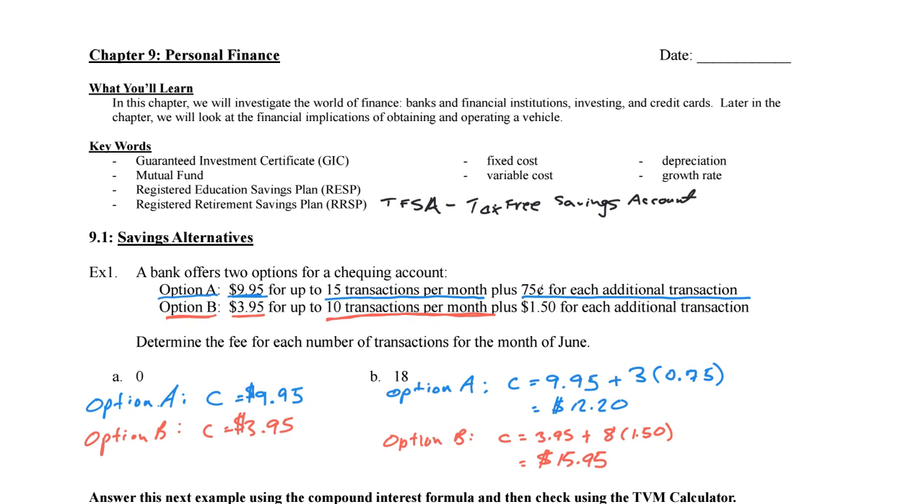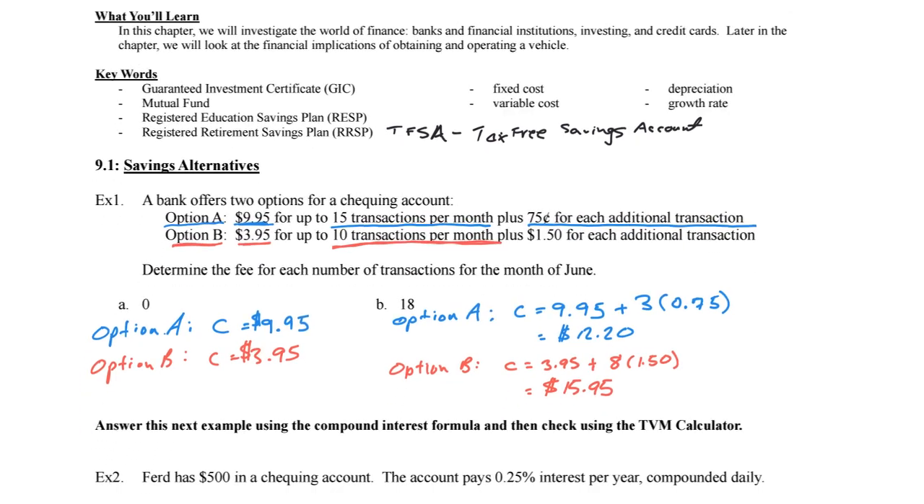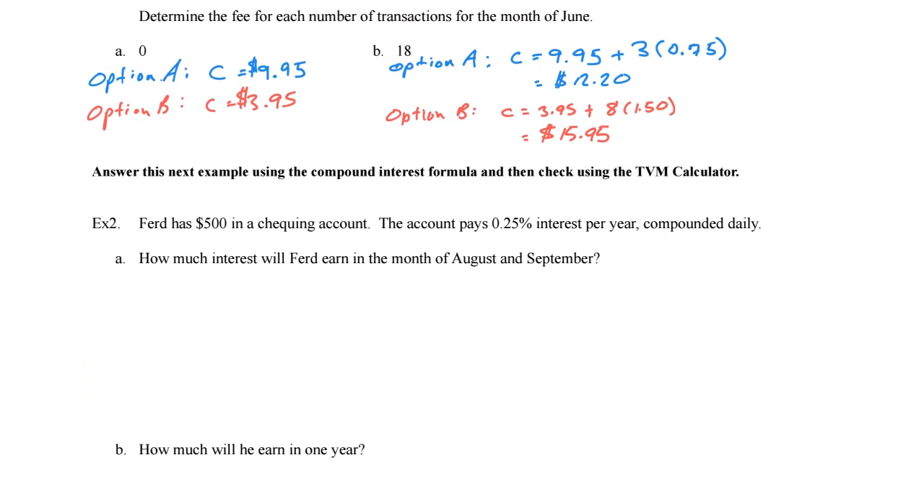Now, in order to be able to do the next problem, we're going to have to take a little bit of time and learn about a thing called a TVM calculator. And we will learn about that after we do the first part of our problem that comes up next as a simple compound interest problem.